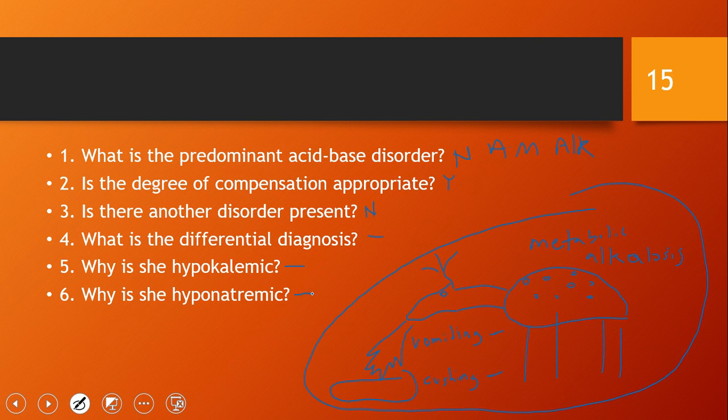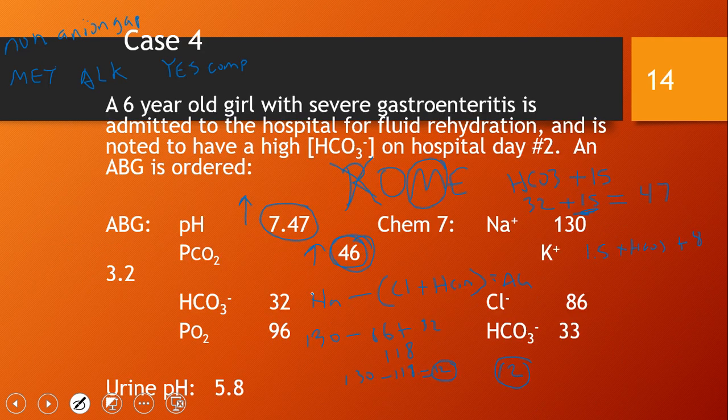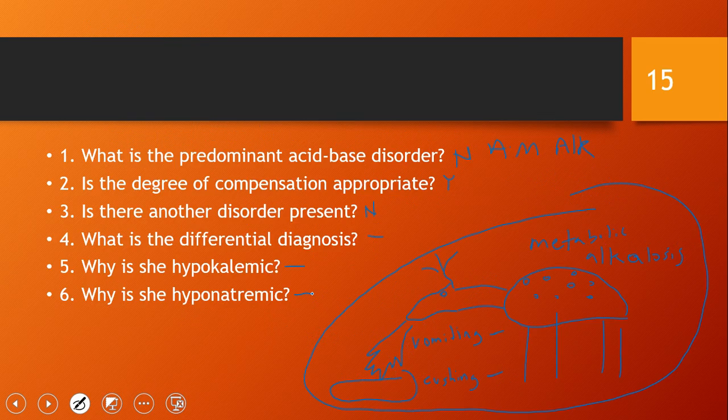I don't know, maybe vomiting. I'm not sure what's going on here. What is she doing here? Severe gastroenteritis. Yeah, she's probably puking and stuff. Maybe she's got two things going on, barfing and diarrhea. I'm not really sure how to tell what's happening here. I think you have to use the delta-delta ratio to tell if there's a secondary disorder, but I don't remember how to work with that, so let's see what they say.